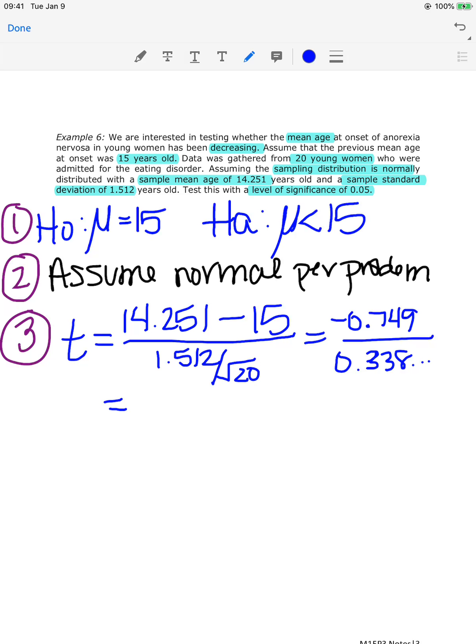So negative 0.079 divided by 0.338093472, and we get negative 0... Oh, hold on. I did the wrong number. Negative 0.749 divided by this number. I apologize. It is negative 2, that didn't look right to me, 0.2154.